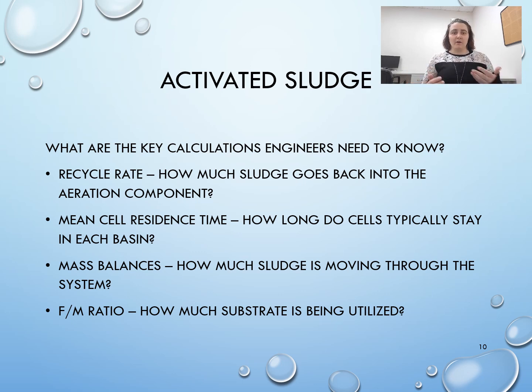We also have a parameter called mean cell residence time. That basically is a way of looking at how long cells typically stay in each basin. It's kind of similar to a detention time, but we're focused on the biological component. Mass balances are actually pretty key with a lot of these systems. We need to know how much sludge is moving through the system. And then the F/M ratio is really important because it tells us how much of the substrate is being utilized.